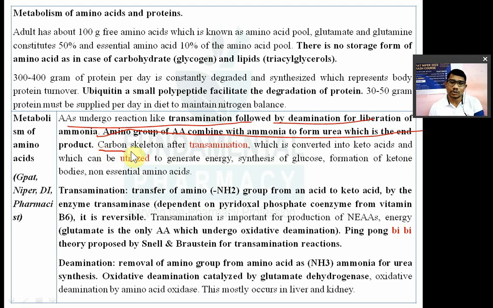Carbon skeleton remained after transamination is converted to keto acid, which can be utilized to generate energy, to synthesize glucose, for the formation of ketone bodies, or for the formation of non-essential amino acids. तो क्या होता है ट्रांसअमाइनेशन में कि ट्रांसफर ऑफ अमीनो ग्रुप टू द अमोनिया टू फॉर्म ए यूरिया. एक पॉसिबिलिटी ये होता है यूरिया विल बी एक्सक्रीटेड एंड व्हाट एवर कीटो एसिड इज जनरेटेड, है ना.